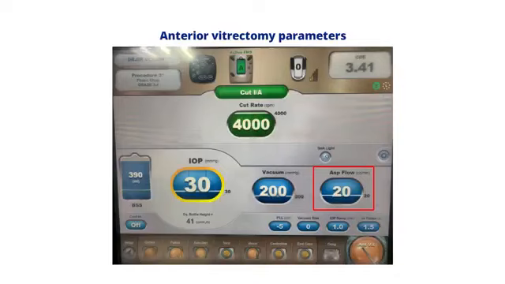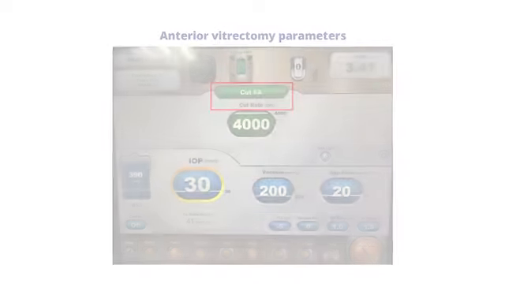So basically low parameters as far as all the rest of it is concerned, but the cut rate is kept at its maximum. And most importantly, you have a choice of having it as either IA cut or cut IA. Basically when you have this cut IA, in foot position 1 you are getting only irrigation, foot position 2 you are getting cutting, and foot position 3 you get aspiration. So basically you want to cut the vitreous strands and subsequently aspirate.